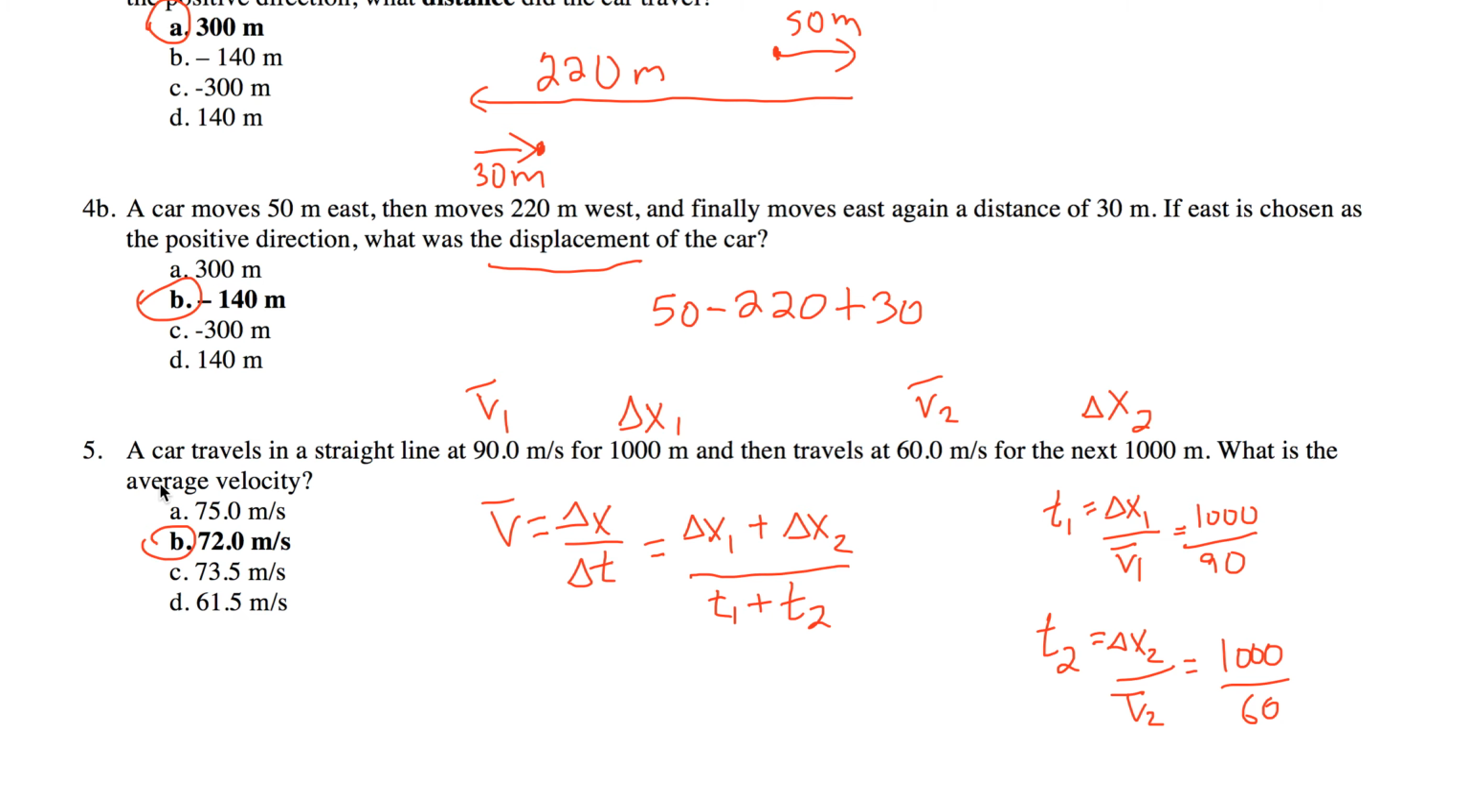The trick to this problem is to make sure that you don't just average V1 and V2 to get your final answer. There's no equation that says to get the average velocity you can just average two velocities. You must always find the total displacement and the total time separately and then divide the two.